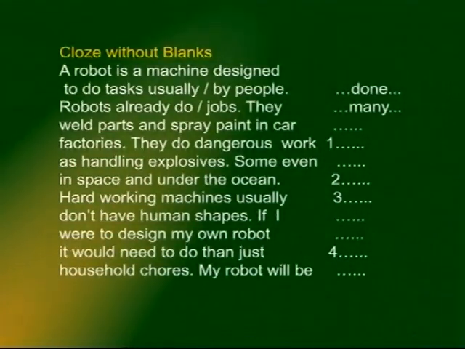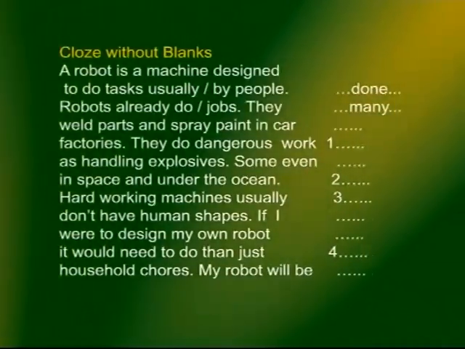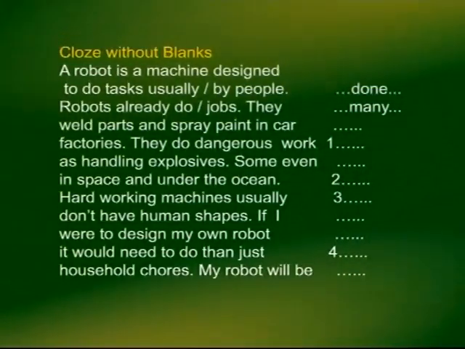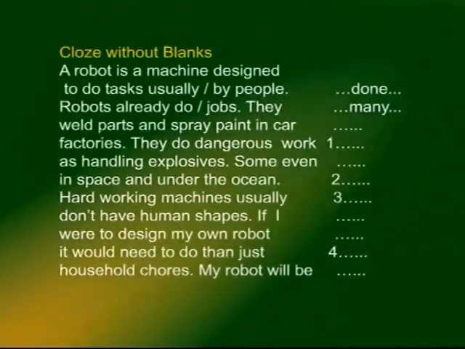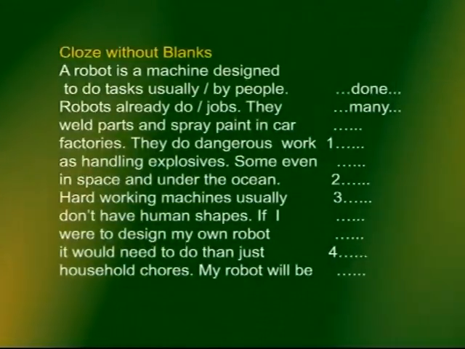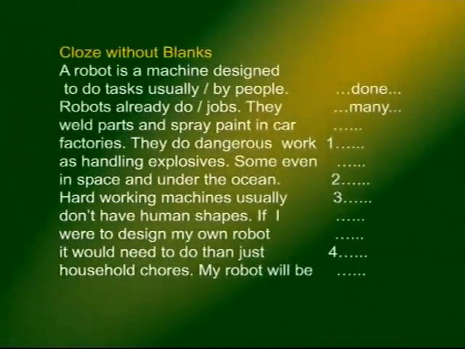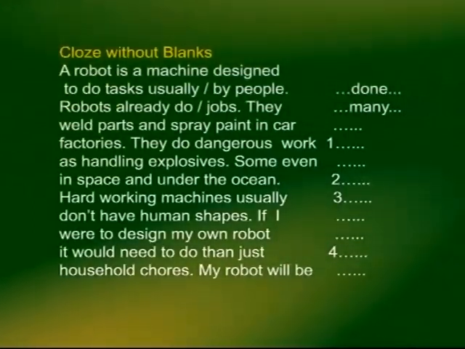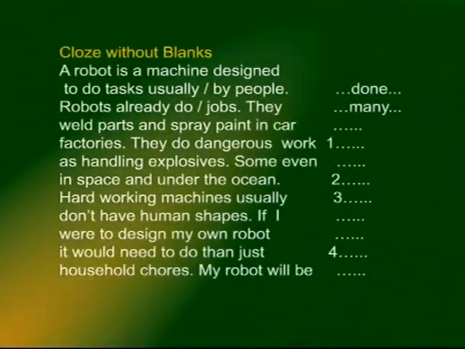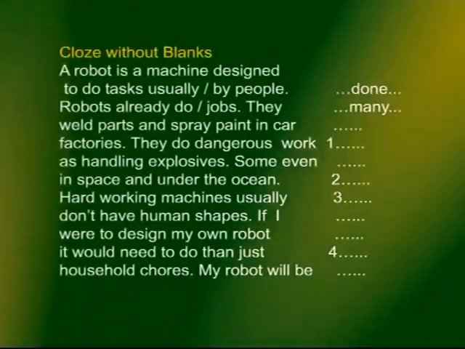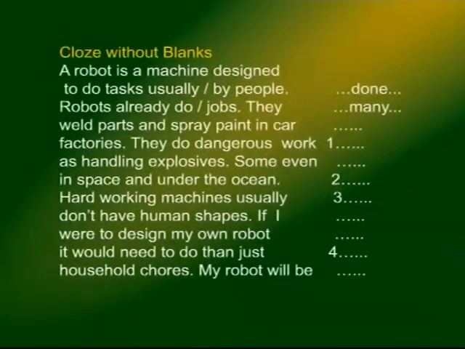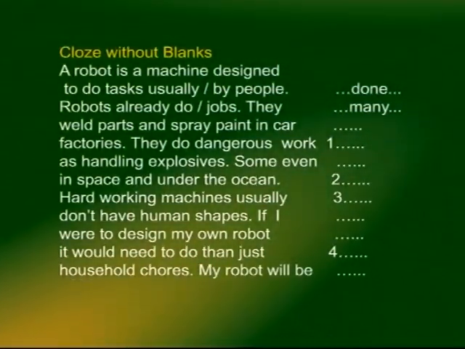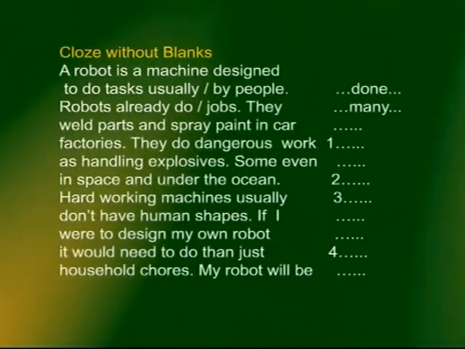A robot is a machine designed to do tasks, usually, and there is that slash mark, done by people, usually done by people. Robots already do jobs, and you have to find out that it is over here that a word is missing. Robots already do slash many jobs. First you mark the place where the word is missing with a line, and then in the right hand margin, you have space to fill in the word that should have been there.